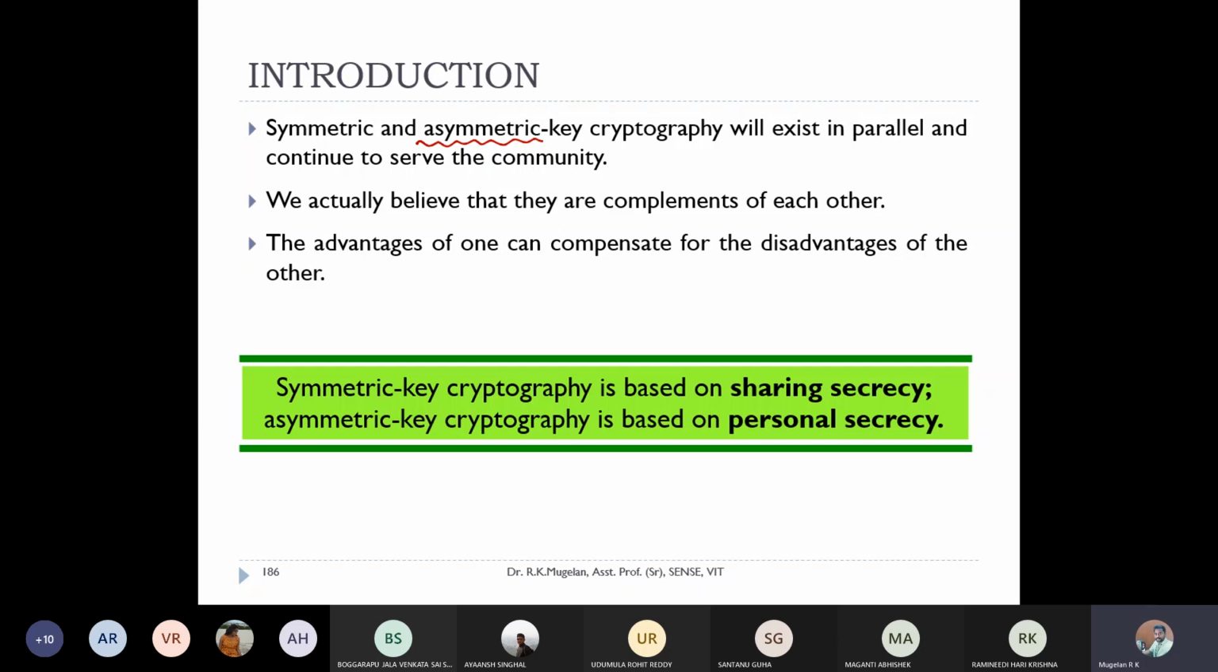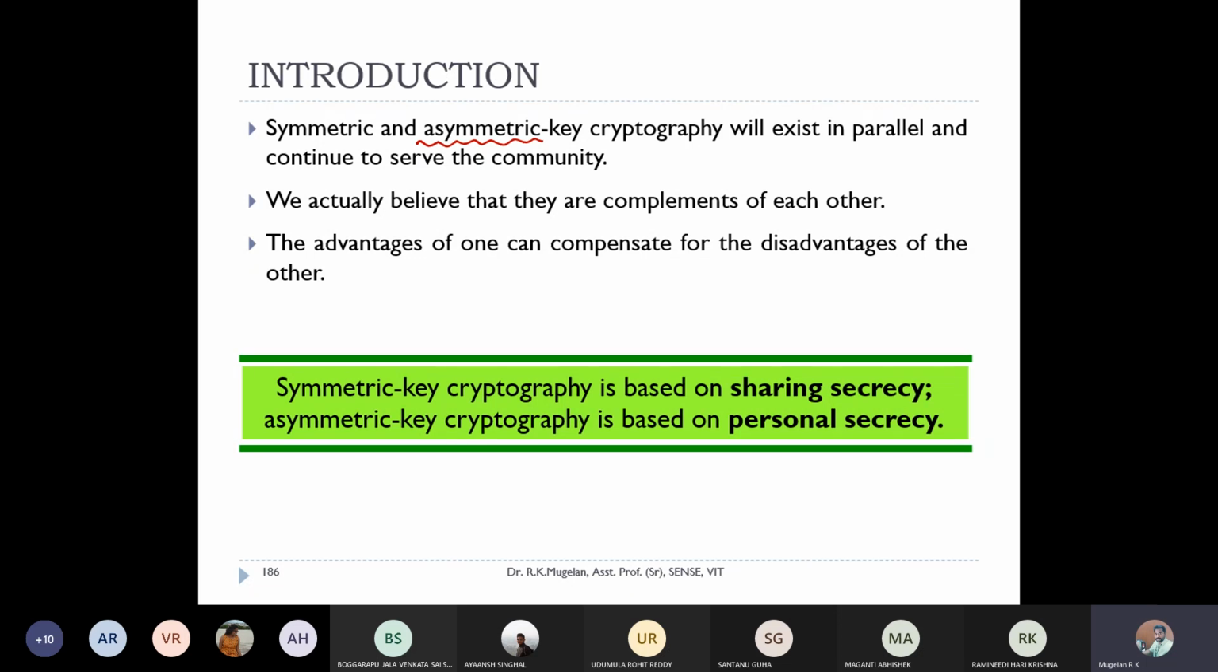So as I said, there are two different ways of cryptographic system. Both exist in parallel in our day-to-day life because they have their own strengths and weaknesses. So based on it, the applications will vary for symmetric and asymmetric key cryptography.